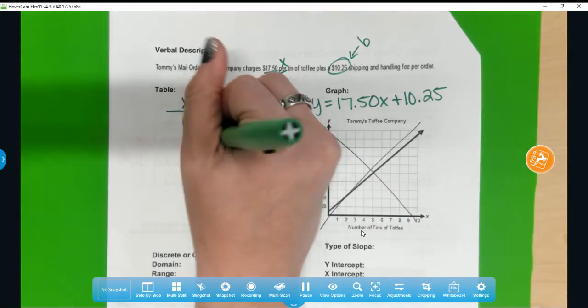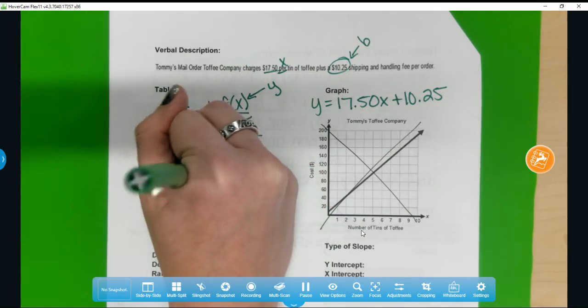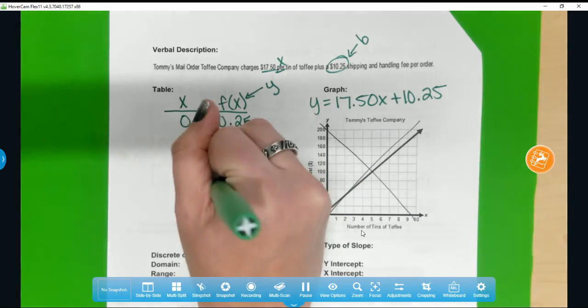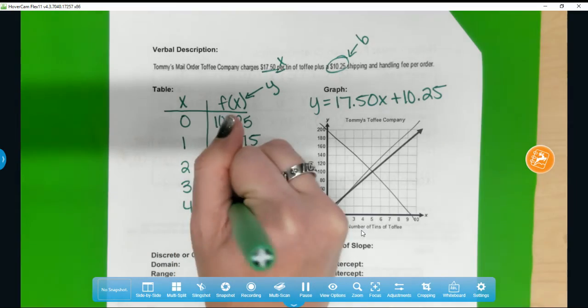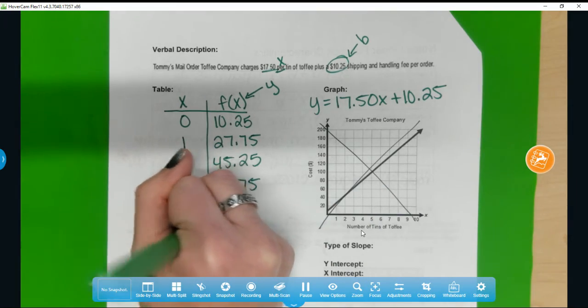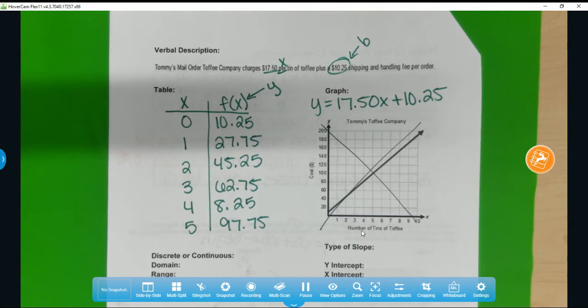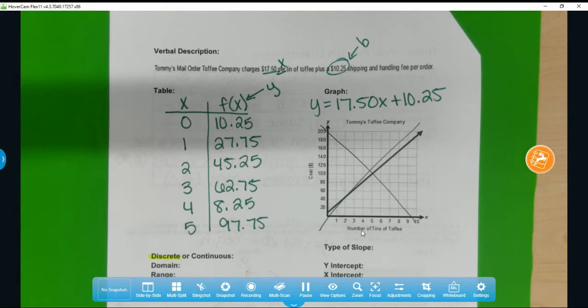So at 1, for 1 tin, it would cost $27.75, 2, $45.25, 3, $62.75, 4, $80.25, 5, $97.75. Okay, since we're not going to sell half tins, we're just counting tins, this is going to be discrete.